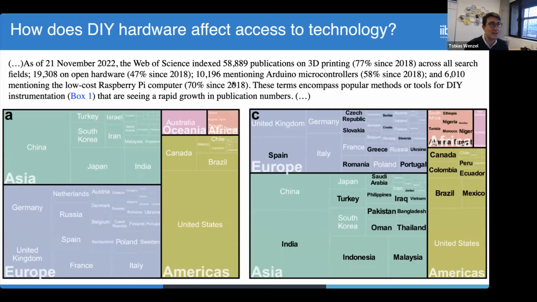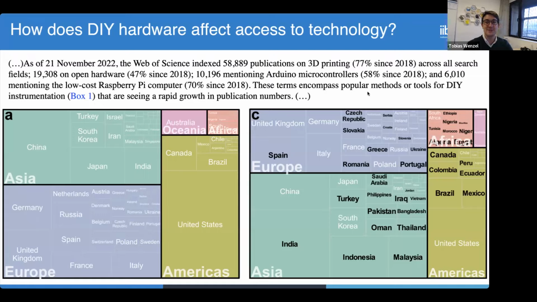While these above topics can be quite broad, for example, a paper mentioning open hardware could be a business study or just a thought paper, or 3D printing could be about, I don't know, making a metal printer or something very technical, not necessarily around technology access. But the Arduino microcontroller and the Raspberry Pi computer are very particular boards that are available. So I looked at the publications that use these keywords in their methodology section.